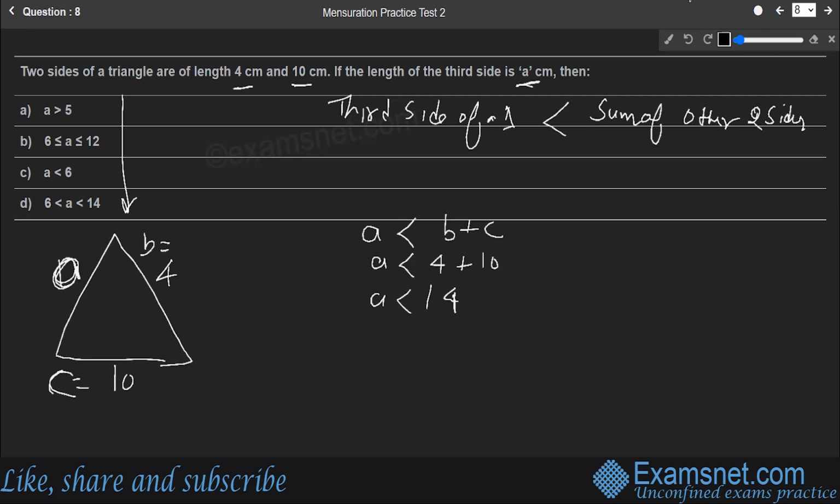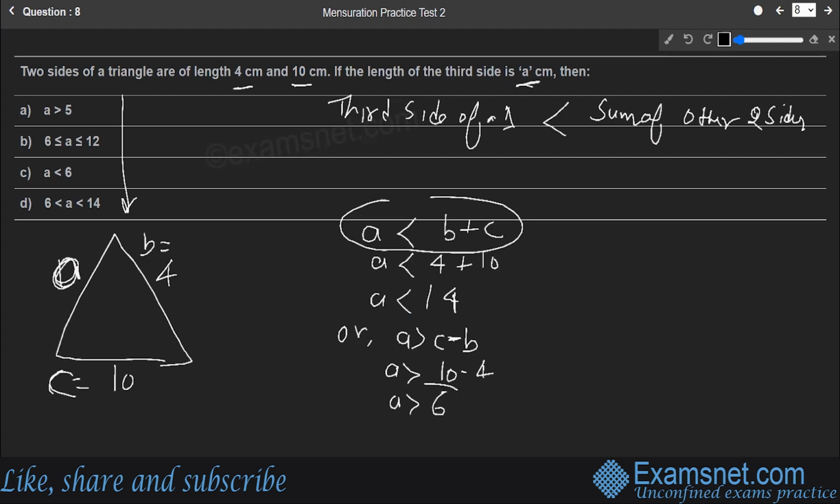In the same way, from this expression we can also evaluate that A is greater than C minus B. A is always greater than the difference of the other two sides. This is another theorem: the third side is always greater than the difference of the other two sides. So we can write A is greater than 10 minus 4, which is nothing but A is greater than 6.